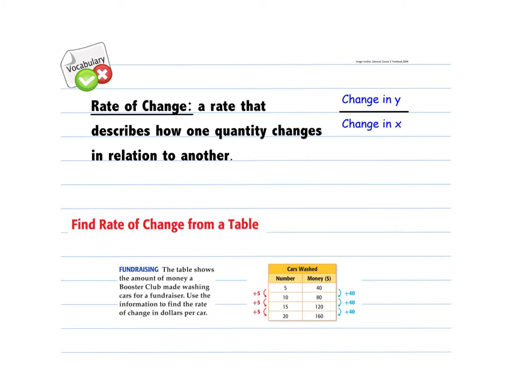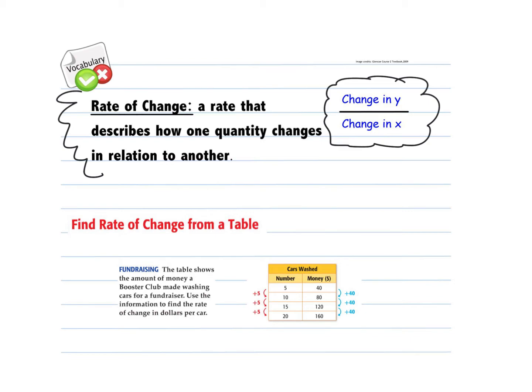So rate of change is a rate that describes how one quantity changes in relation to another. The way that we find this out is we take the change in y over the change in x, which is what we're going to talk about when we look at the table in a second. So basically, if it is a constant rate of change, how much is it changing every single time? If it's constant, it would be the same amount that it's changing every time.